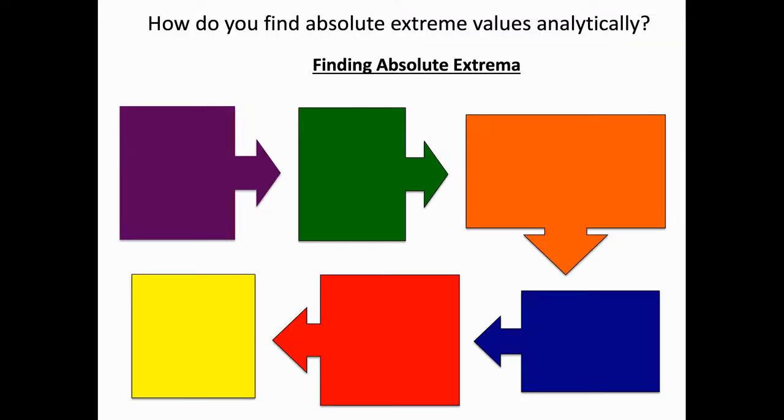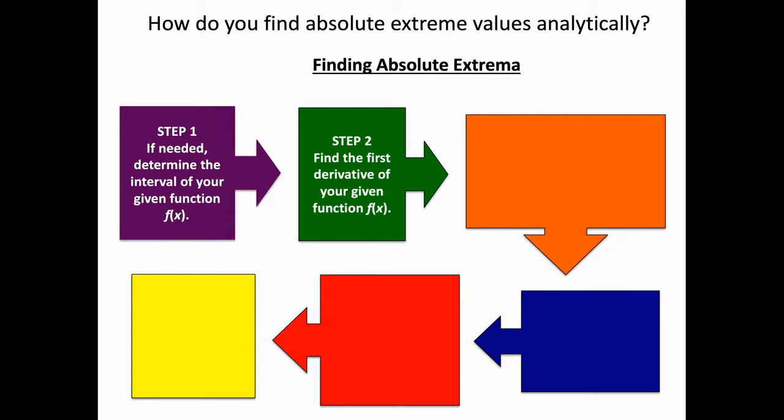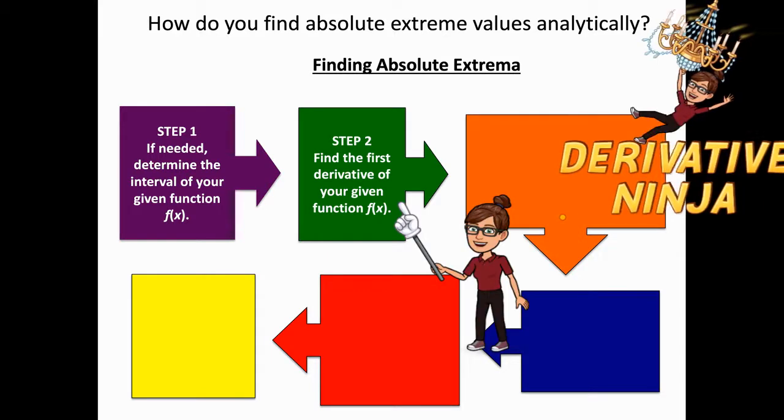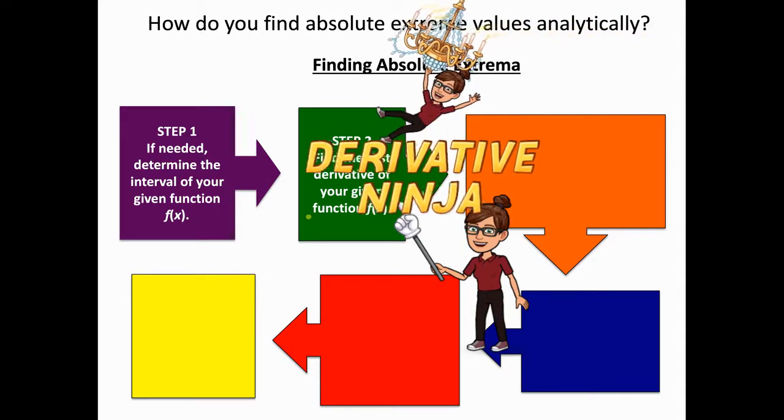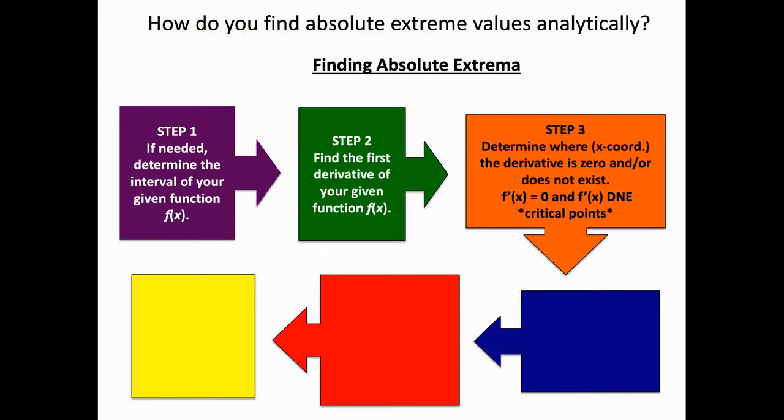So there is a process. I made this flow map to help illustrate the process of finding absolute extrema. The first thing you want to do is figure out what's the interval of your function. That's super important because you're going to find critical points that you may not have to test because they're outside of your interval. And that's super helpful. Step 2 is figure out what's the derivative of your function. All the skills and practice we've been doing with derivatives comes into play now. Step 3, figure out where your derivative is 0 and where it does not exist.